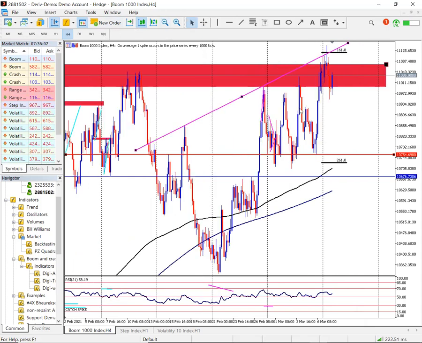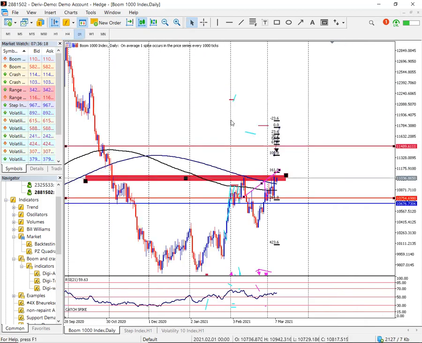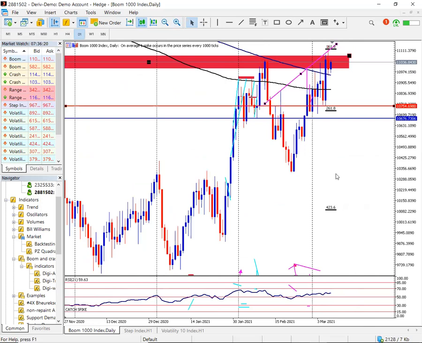So this is what we call market structure. You draw your trend line, see the support and resistance zones, and see also the rejection, which will add confluence to your trade. Yeah, so that was Boom 1000 yesterday. Okay, another question, please.